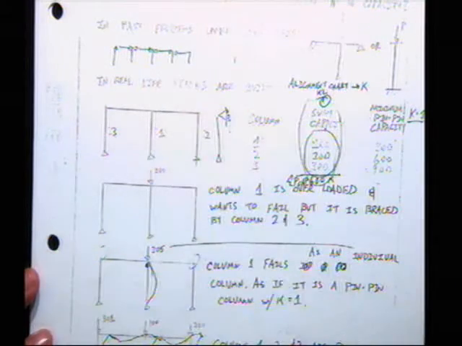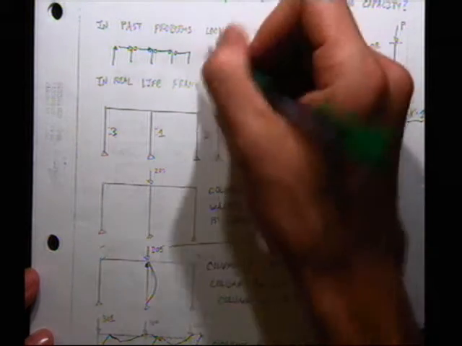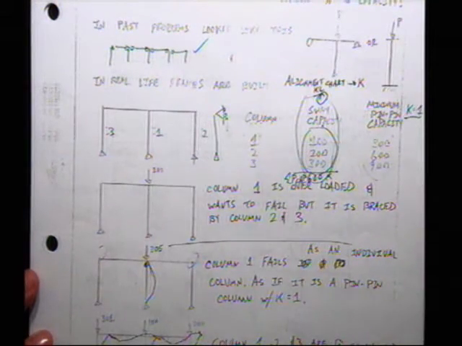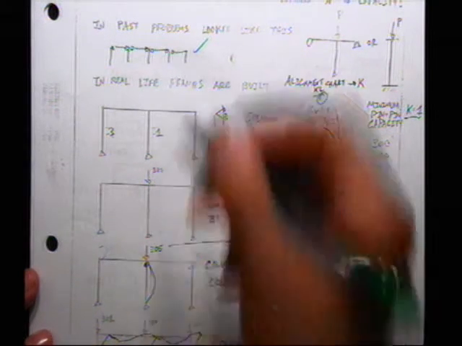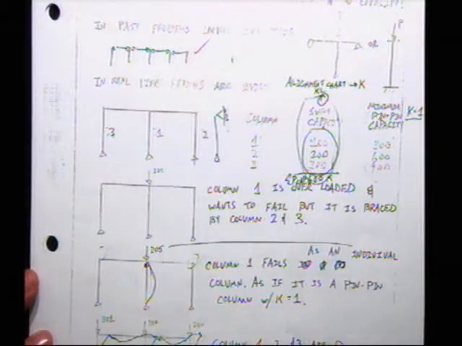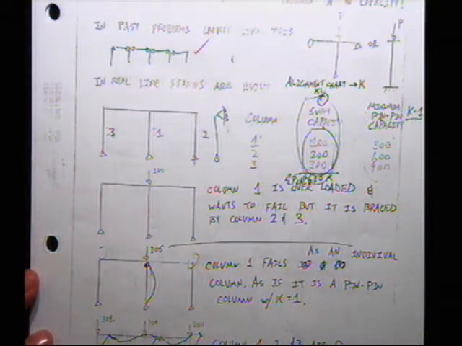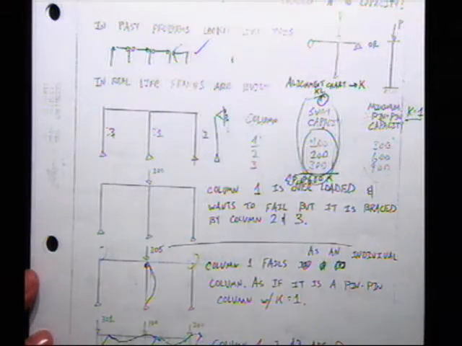And one moment connection. Yeah? This is much more common in current construction techniques today. Much more common. So you're going to check each one of these as a k equals 1, because that's what they are. And then you're going to look at this ability for group capacity, right?